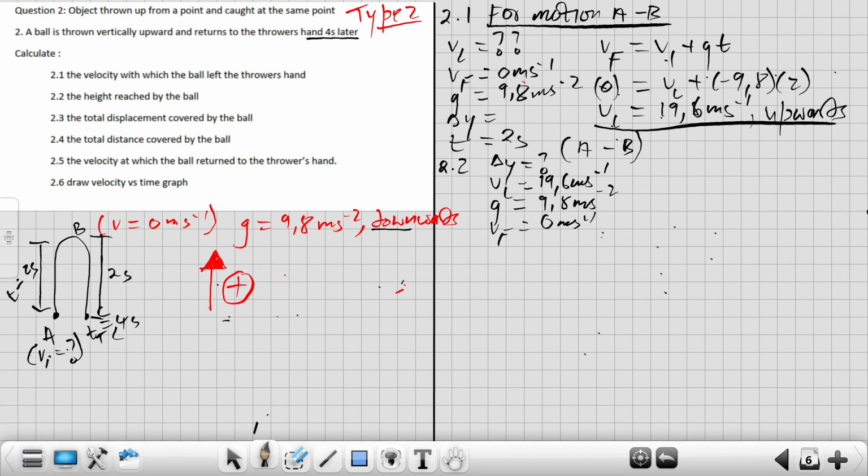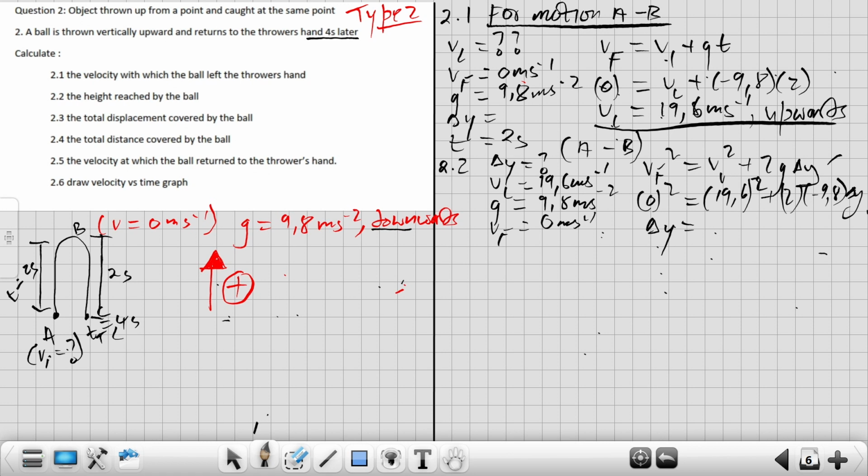Then the equation that I can use when I check the variables given is V final squared equals V initial squared plus 2G delta Y. I use G because of gravitational acceleration. Then this is 0 squared, this is now 19.6 squared, plus 2 times minus 9.8 delta Y. Then you do your calculations, you'll find that delta Y is something like 19.8 meters.